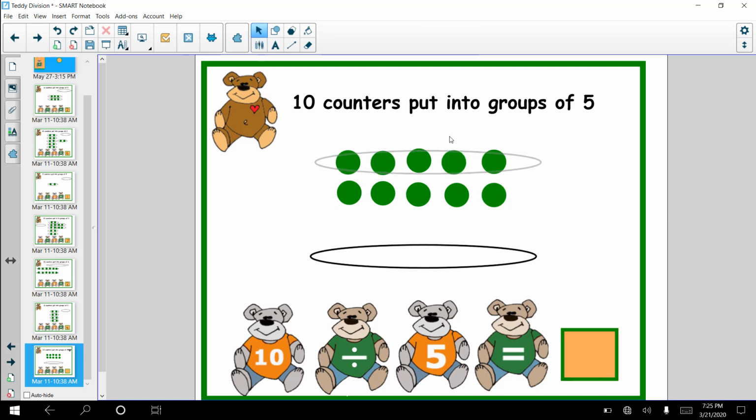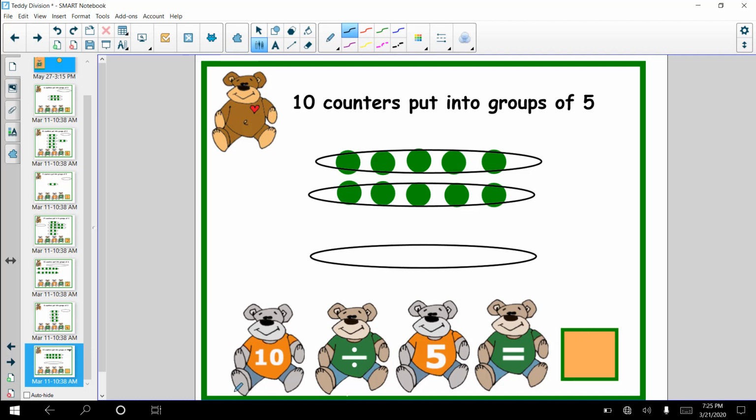Yes, of course. I have one group of 5 and another group of 5. So I have two groups of 5. So the result is 2. So 10 divided by 5 is equal to 2.